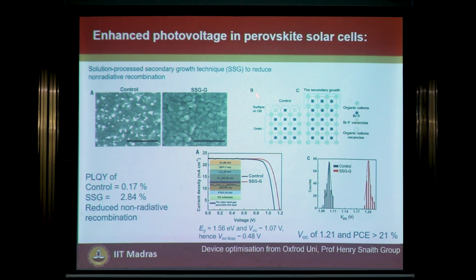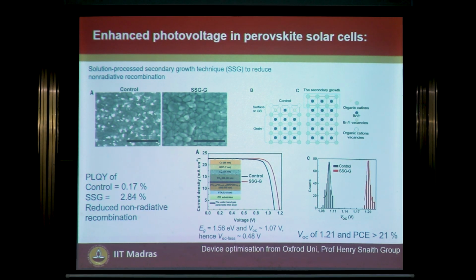To nullify these defects, what we have done is use a solution-processed secondary growth technique, which basically makes another layer on top of this layer. But this layer has a slightly higher band gap than the original bulk of the material. How did we do this? We used just a small change of an organic moiety.